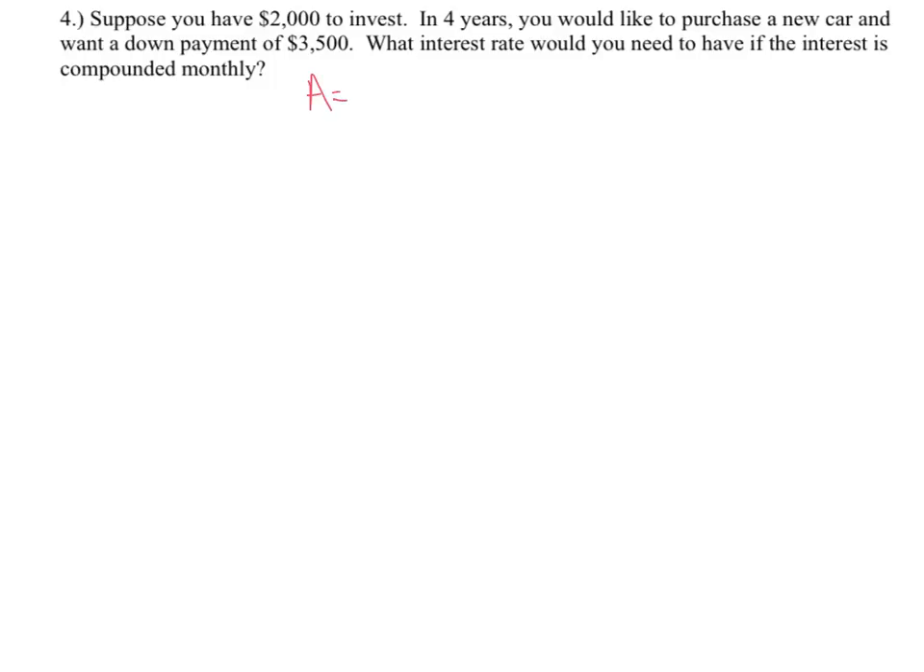So your total amount is going to equal the principal times 1 plus r over n raised to the nt power. Remember, that's our compound interest formula. So this is the amount you have to invest, so that's your principal. This is the amount you want, so that's your total amount. 4 years is your time. Monthly means n equals 12.